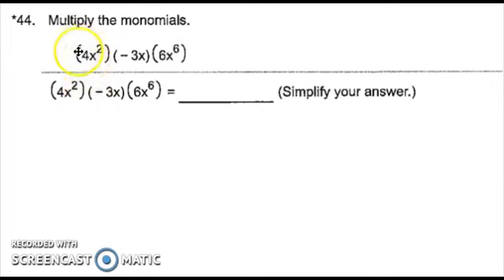Going to 44, it says multiply the monomials. So we just multiply all the numbers in front of each other, and then add all the exponents. So we'll have 4 times negative 3 times 6 is negative 72. Add the exponents, 2 plus 1 plus 6 is 9. So the answer is negative 72, x to the 9.